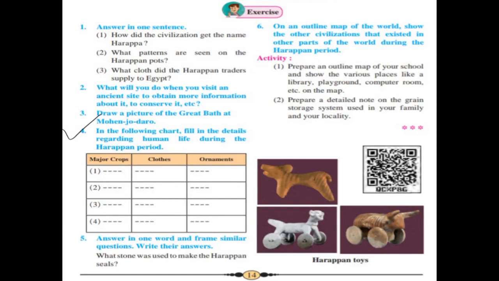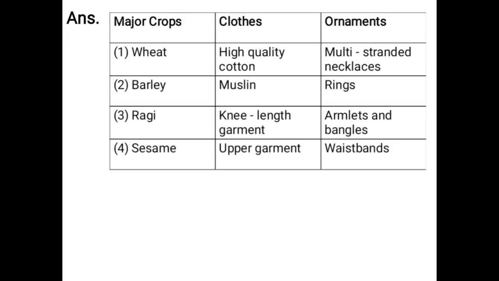In the following chart, fill in the details regarding human life during the Harappan period. Major crops are wheat, barley, ragi and sesame. Clothes are high quality cotton, muslin, knee length garment and upper garment. Ornaments are multi-stranded necklaces, rings, armlets and bangles and waistbands.